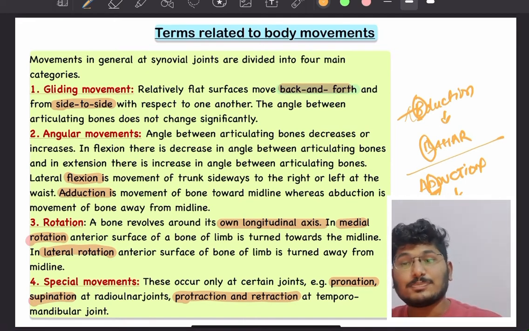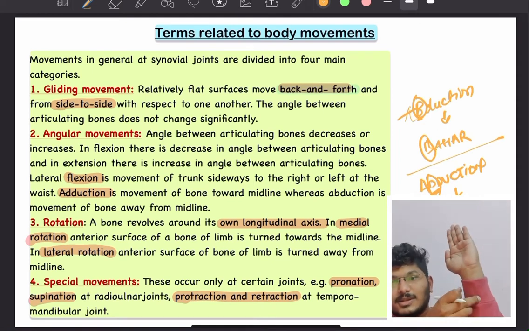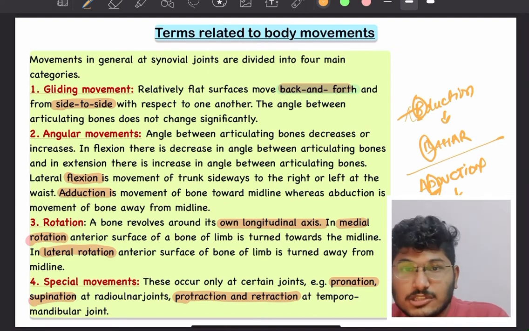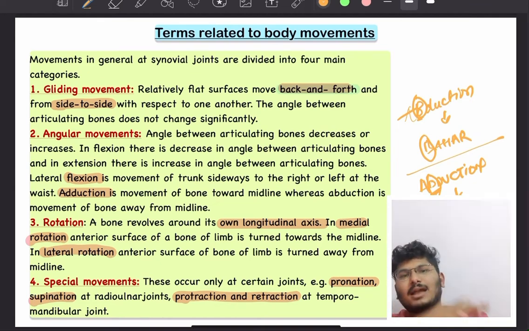Next, special movements. At least 4 special movements should be remembered, which usually occur at special joints, like supination and pronation. This is supination, where the hand and forearm face upwards. It occurs at the joint between the 2 bones of my forearm, the radio-ulnar joint. Here we have special muscles called supinator muscles and pronator muscles, which aid these movements.